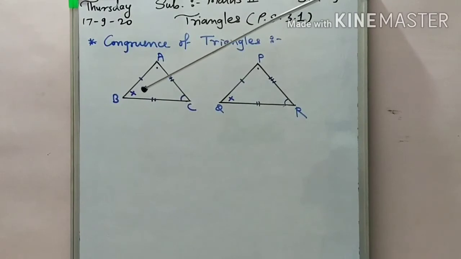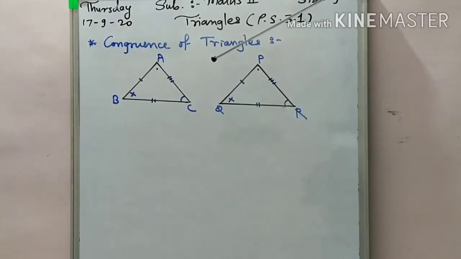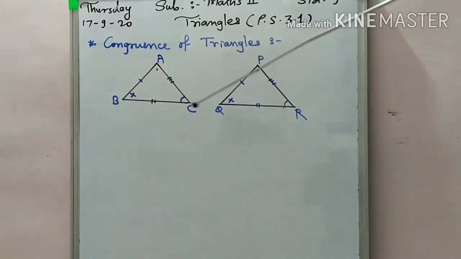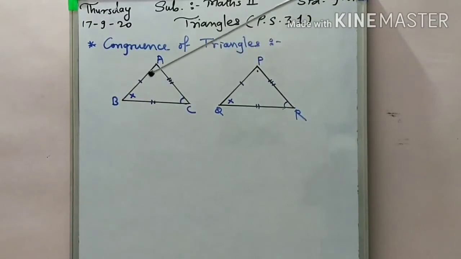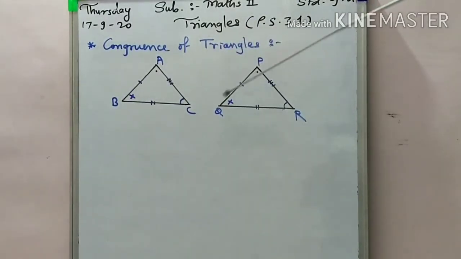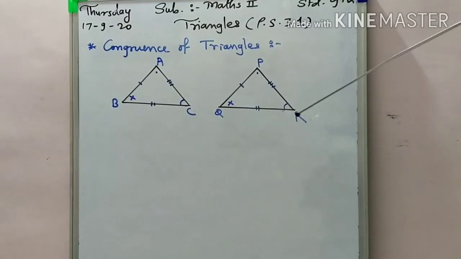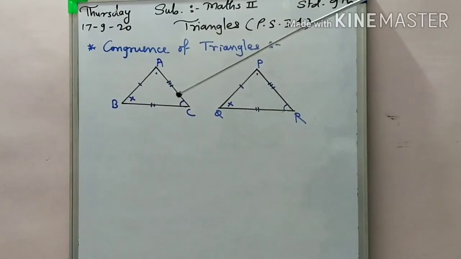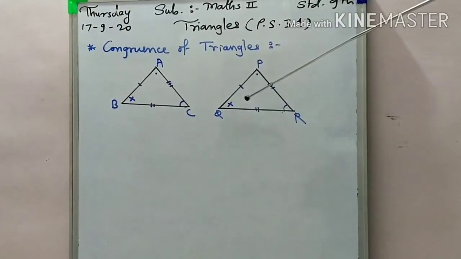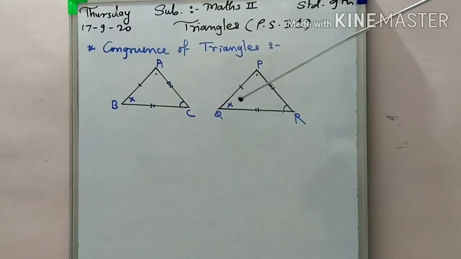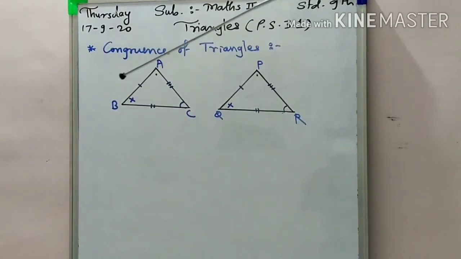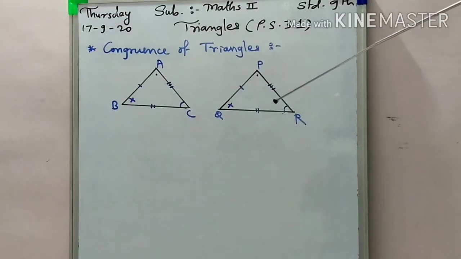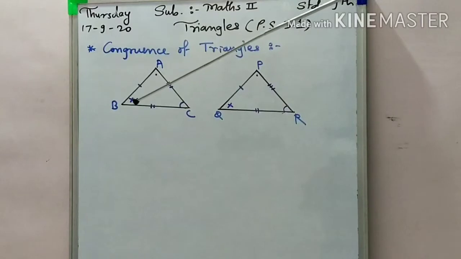If I place one angle upon another angle and it fits exactly, then the two angles are also congruent angles. That means if two angles have equal measures, then those two angles are said to be congruent angles. Similarly, if I take one triangle and place it upon another triangle and it fits exactly, then those two triangles are said to be congruent triangles. And the congruence of triangles we verify by their sides and angles.